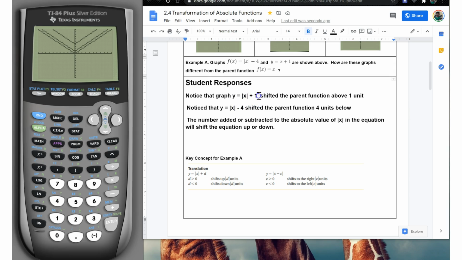So anything that's being added is going to affect the graph, the parent function, by shifting it up. Anything that is subtracted will shift the parent function down, whatever units it says there.